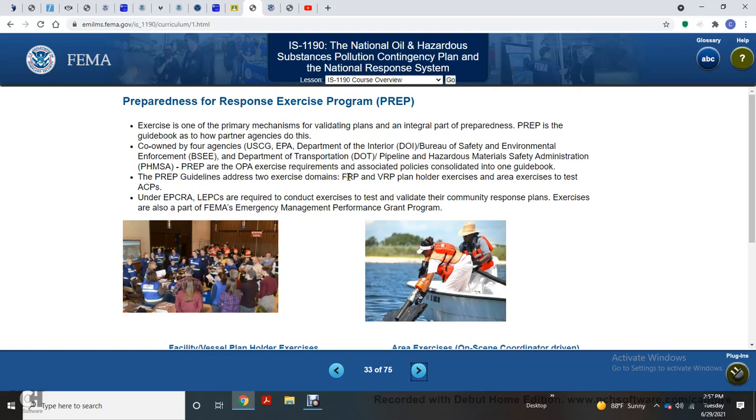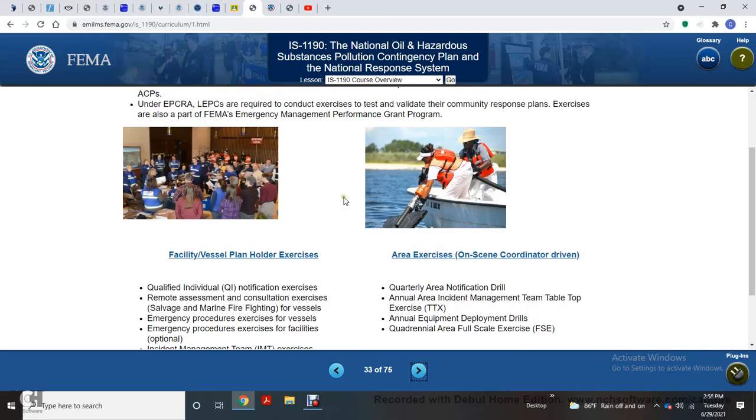The facility response plan and vessel response plan holder exercises are exercises attached to the area contingency plan, under the Emergency Planning and Community Right-to-Know Act. The Local Emergency Planning Commission is required to conduct exercises to test and validate the community response plan. Exercises are all part of the FEMA Emergency Management Performance Grant Program.